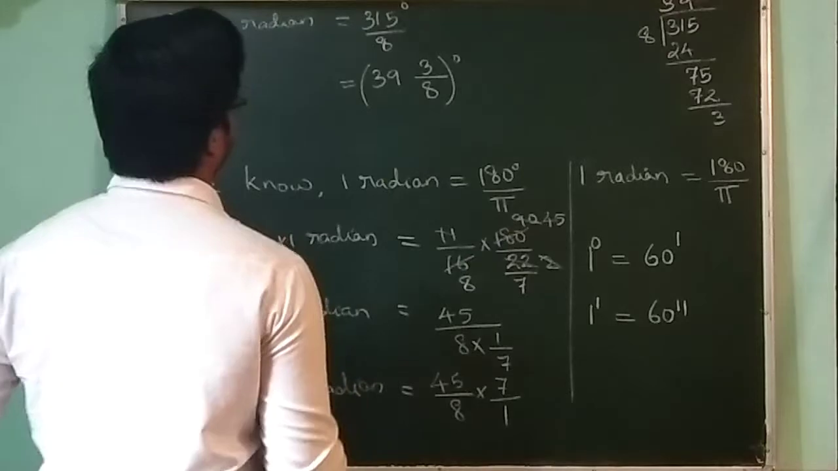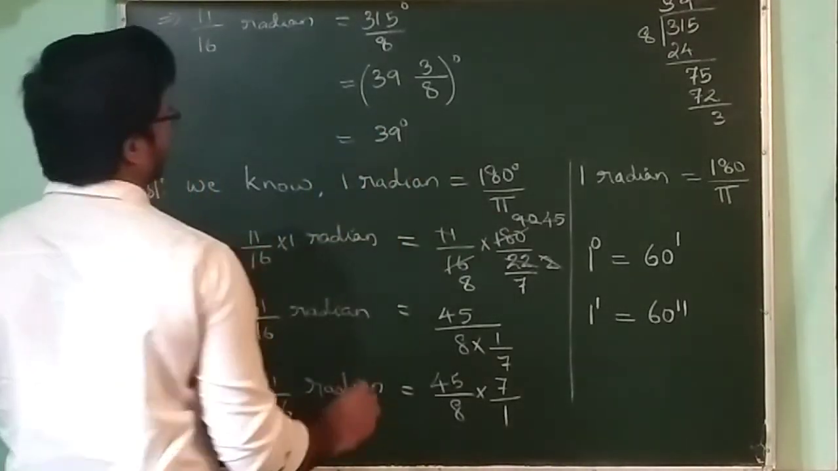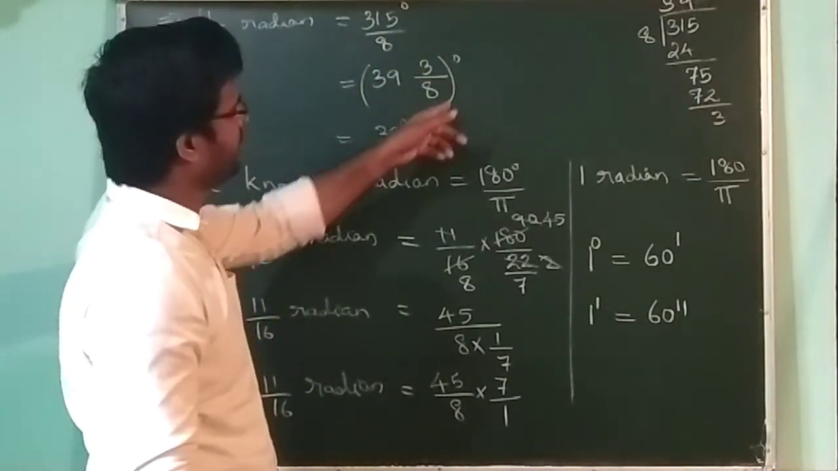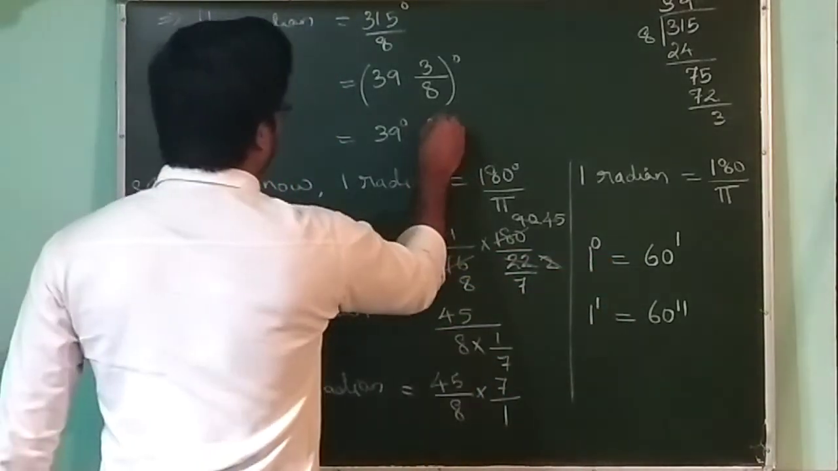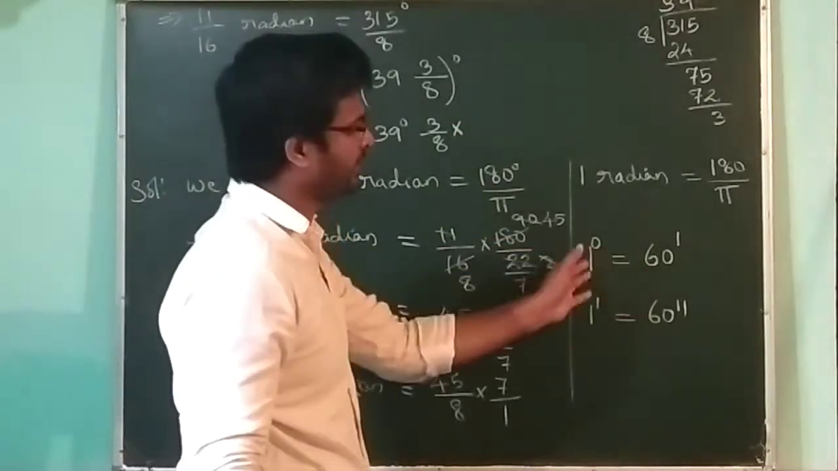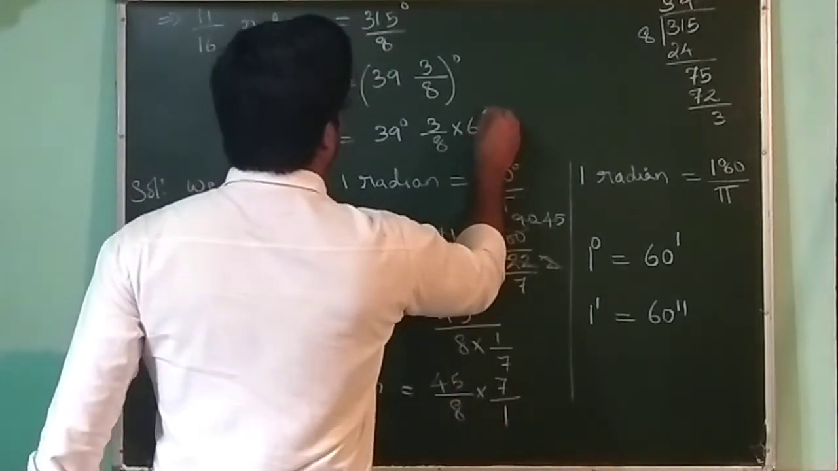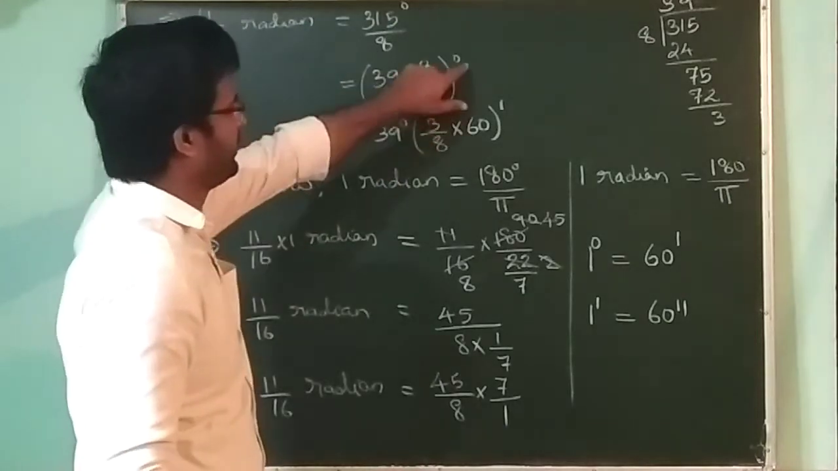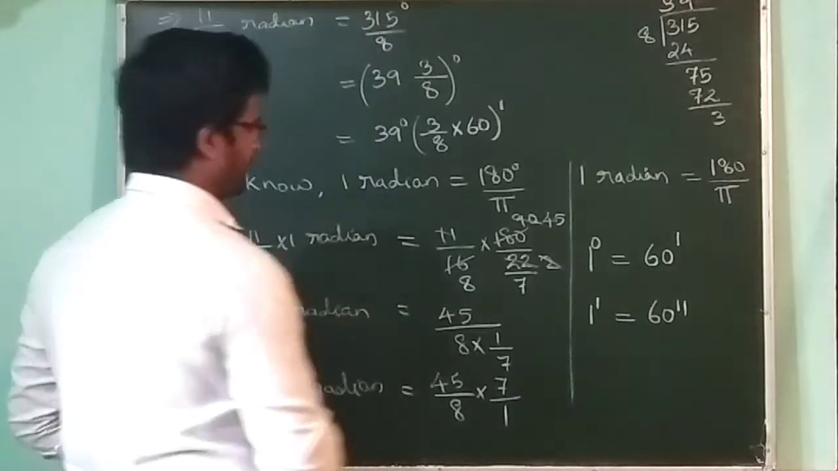39 degree. This 3 by 8 degree is there. That one, this degree we can change to minute, isn't it? That means 3 by 8 into multiply with which number? Degree change to minute means multiply with 60. That time this will be in minute. 3 by 8 degree we are going to change to minute. That's why multiply with 60.